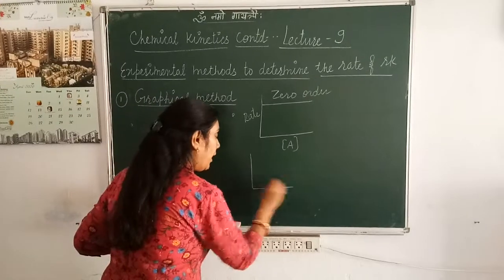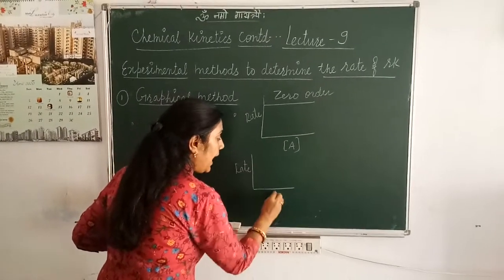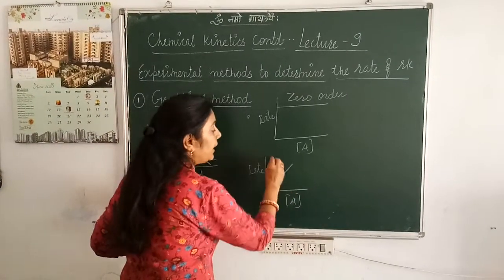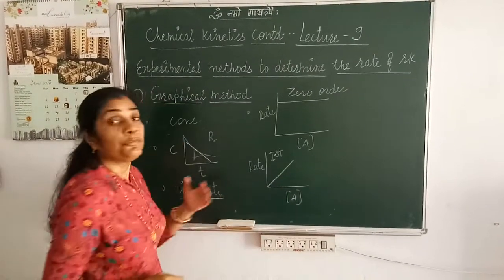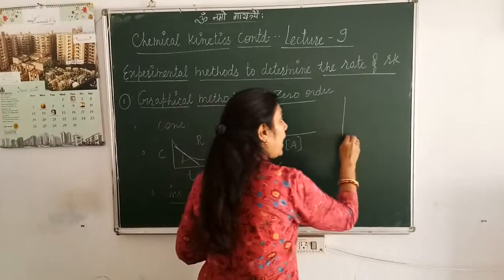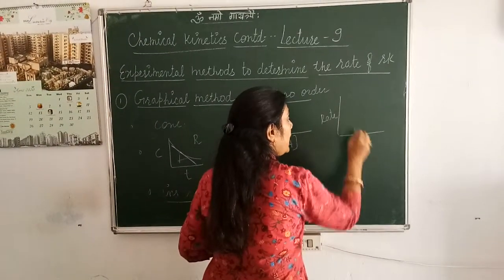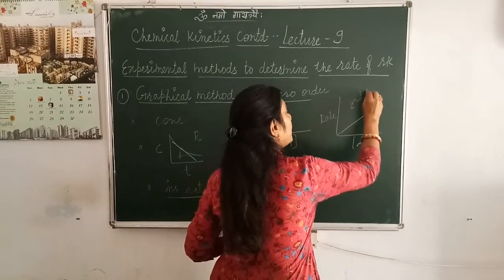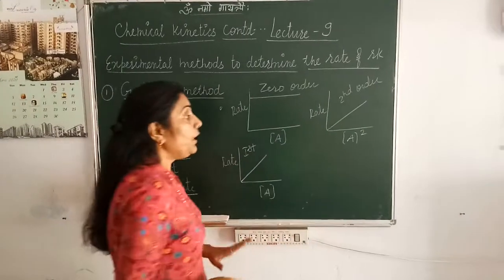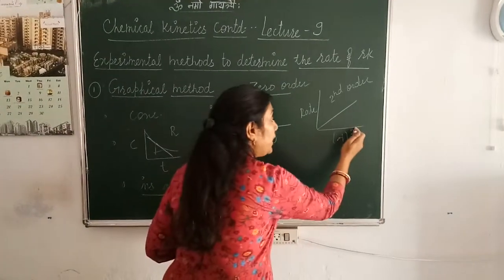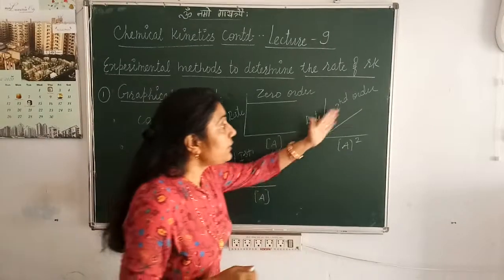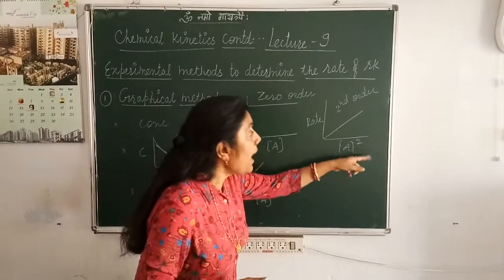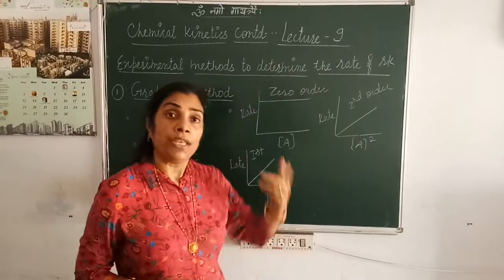If you plot a graph between rate and concentration to the power 1 and you get a straight line, then the reaction will be in which order? First order. If you plot rate versus concentration square and you get a straight line, the reaction is second order. Likewise, if rate versus A cubed gives a straight line, the reaction is third order.